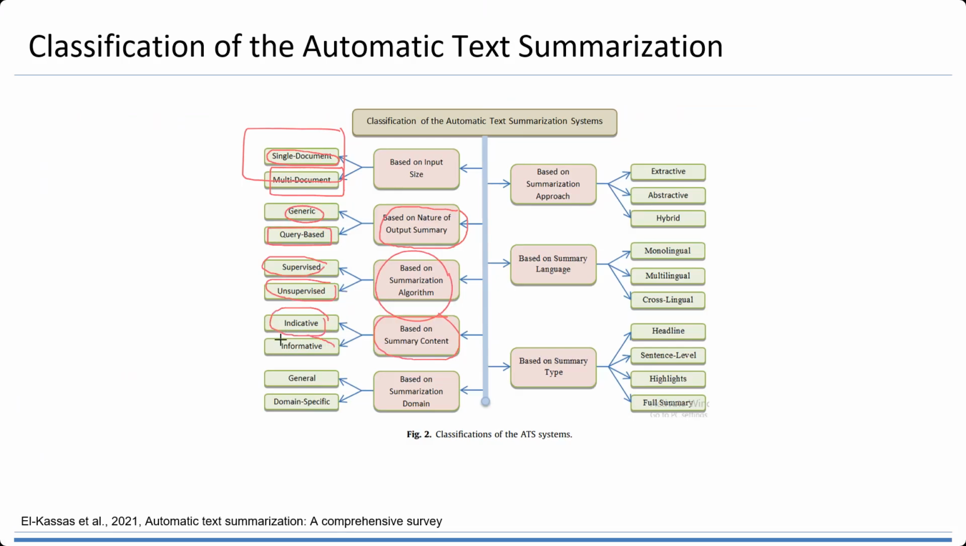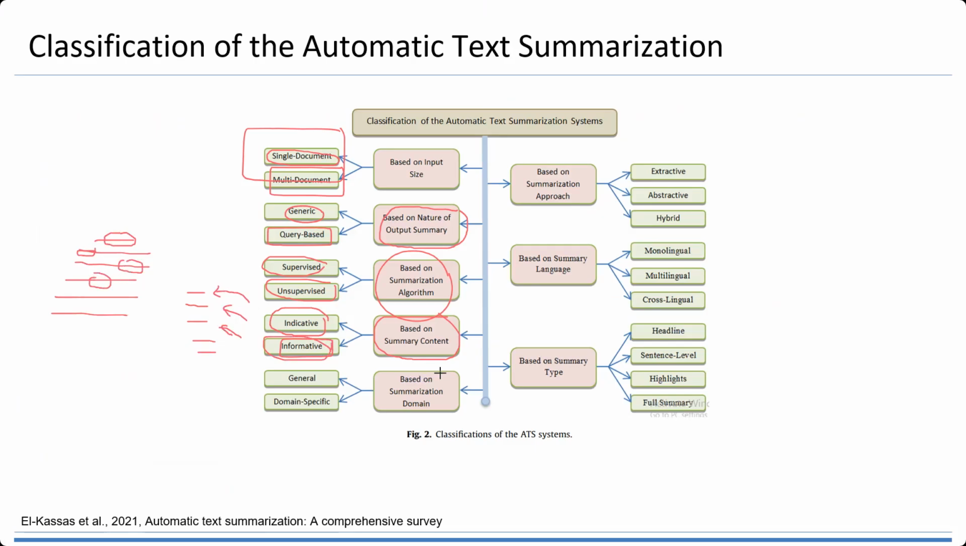If you want to look at the summary content, we can see whether it is indicative or informative. Indicative means you can make something like an outline, or you can indicate something. Okay, this is important. Informative, usually we have text like this one, and then we can point out the most important words in the text.